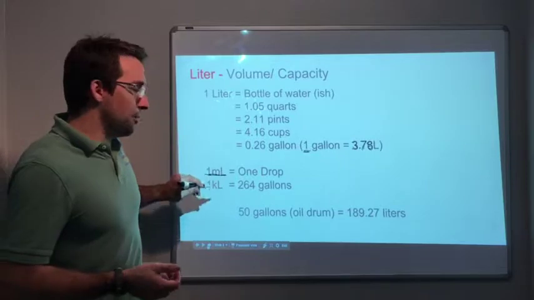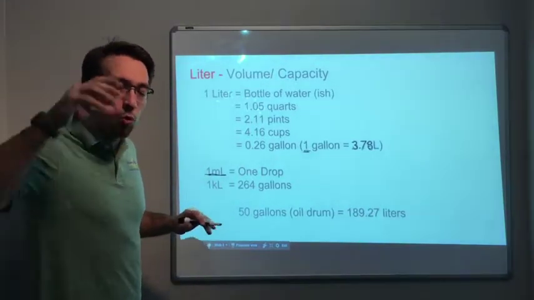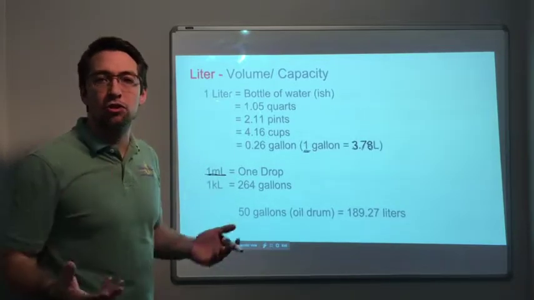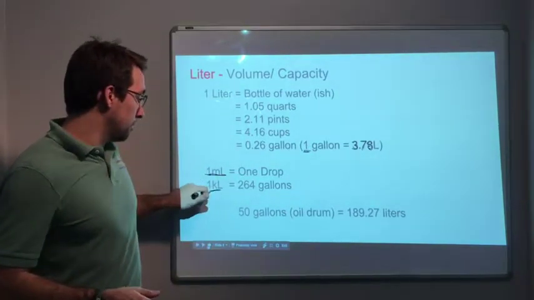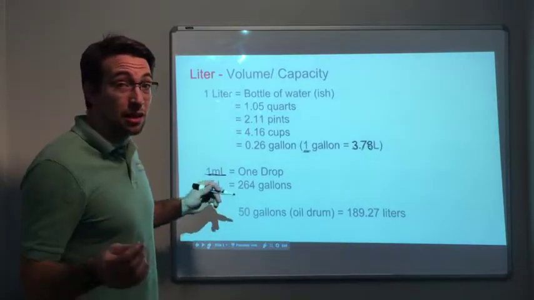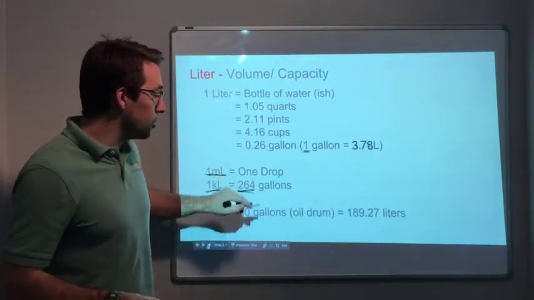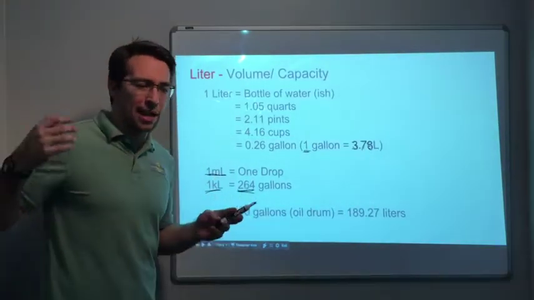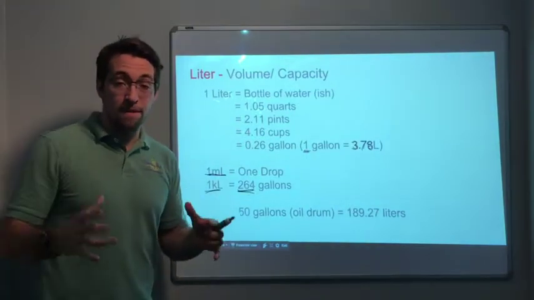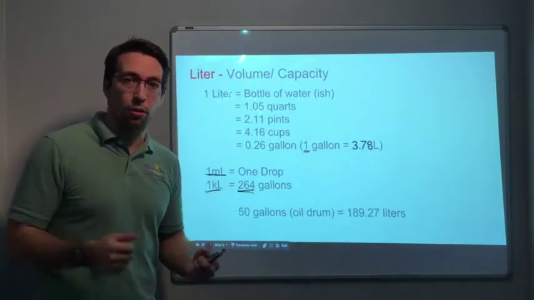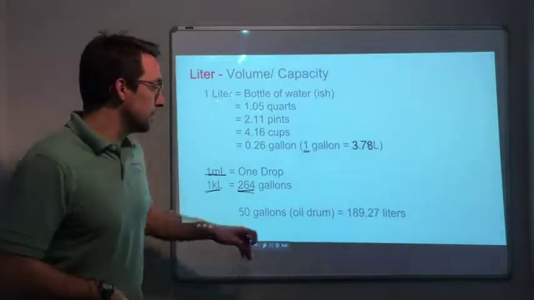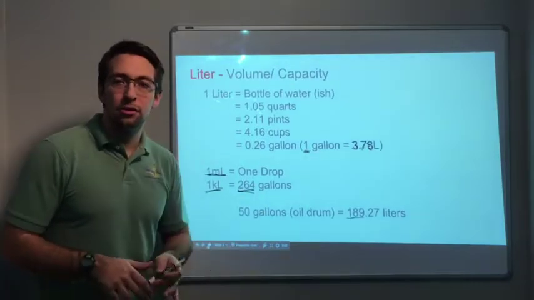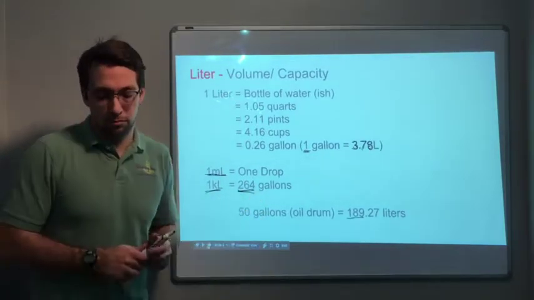Think about a milliliter as 1 drop of water. So 1 milliliter is 1 drop of water. A kiloliter, 1,000 liters, is the equivalent of 264 gallons. And then think about buying oil. In the United States, the whole world buys oil in 50-gallon drums and barrels of oil. Well, 50 gallons is going to be ish 190 liters. So that's cool.